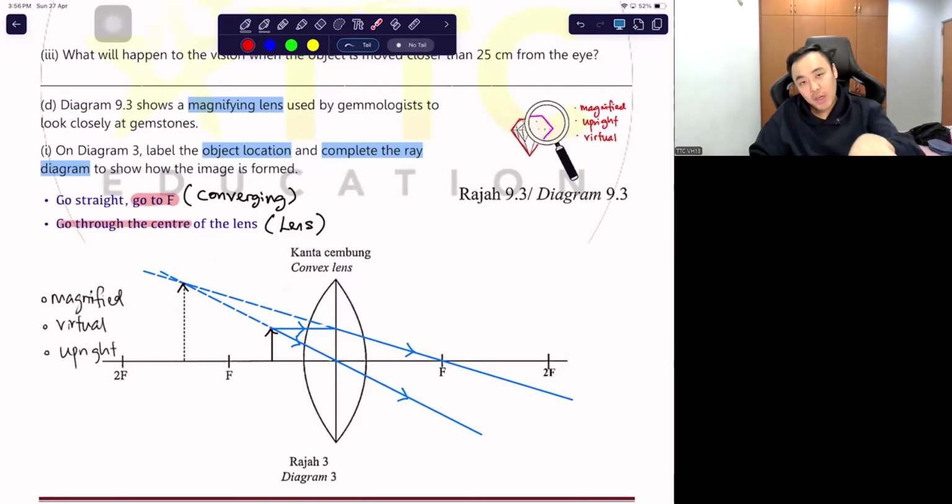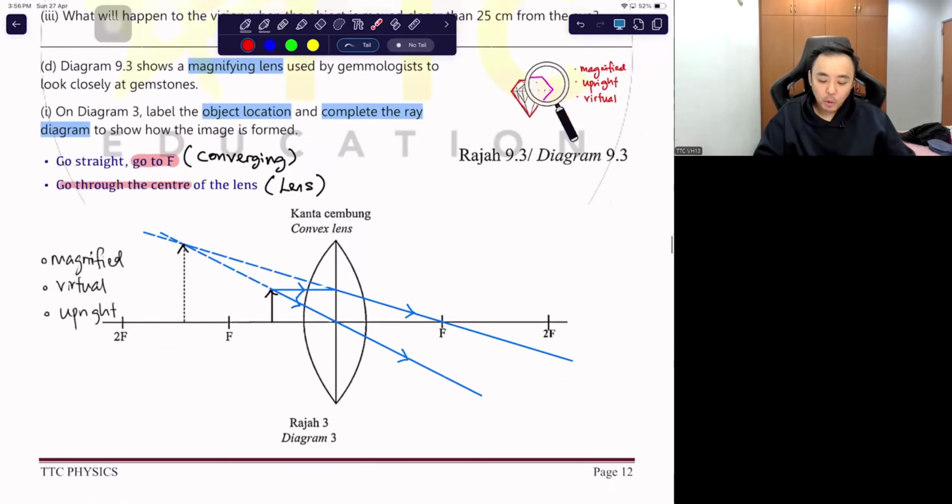Oh, no. Your image will not be the same as mine. Relax. Because for this one, you don't know exactly how many cm I put, and you also don't know the distance for it. It's okay. As long as you draw something similar, that's already fine.